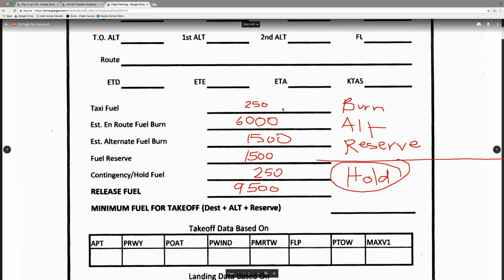So remember, taxi fuel isn't part of our burn, alternate, reserve, or hold fuel. We're just anticipating that it's going to take about 15 minutes to get to the runway from pushback. Before they even start their takeoff roll, this is where we put our total fuel. They have to look down and see 9,250 pounds of fuel on board the aircraft. Does that make sense?